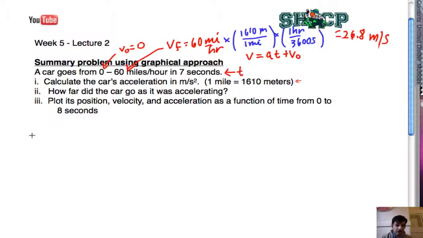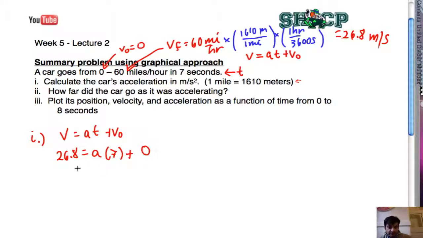Now it says calculate the car's acceleration in meters per second squared. So we have v equals at plus v naught using the RampLab equation. For v, we have 26.8. a is the unknown, t is 7 seconds, and v naught is 0. Then we can get our acceleration. We divide both sides by 7, and we end up getting 3.83 meters per second squared.